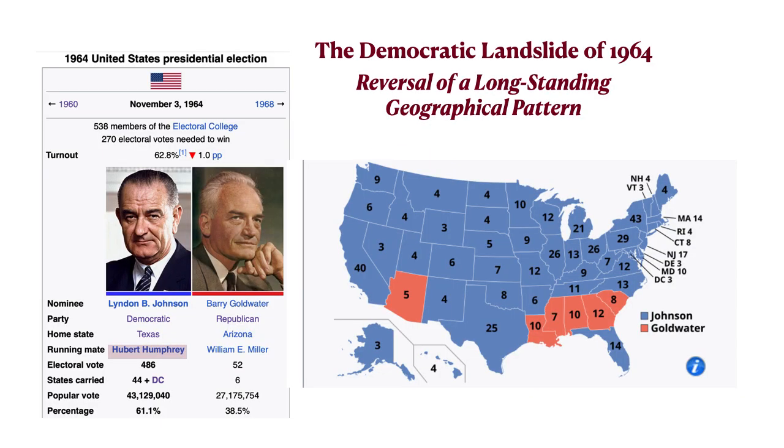The result is a Democratic landslide. It's unprecedented because there have been plenty of Democratic landslides, particularly under Roosevelt, but there's never been a Democratic landslide where the Democrats win every state except those in the Deep South and Arizona. So Goldwater wins the electoral votes of South Carolina, Georgia, Alabama, Mississippi, Louisiana, and his home state of Arizona.